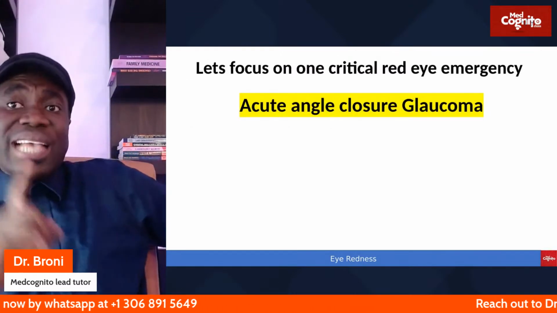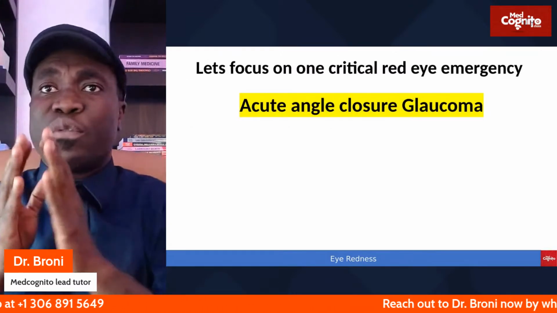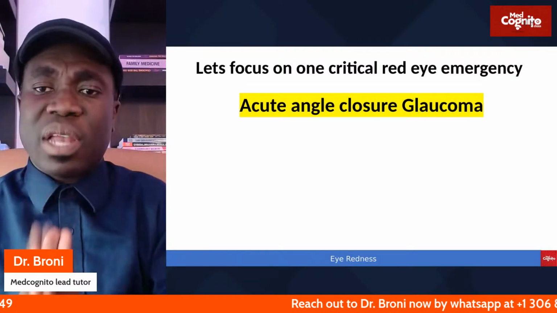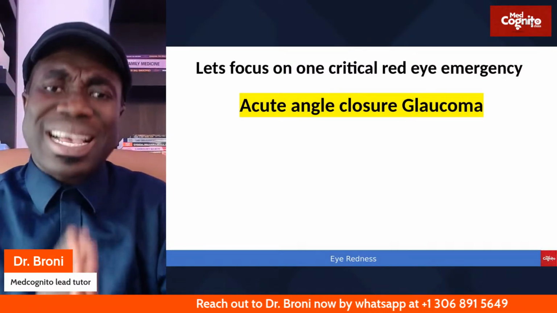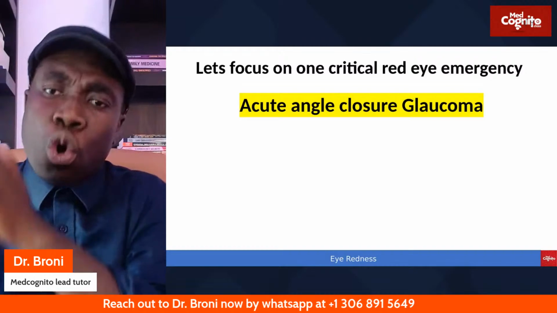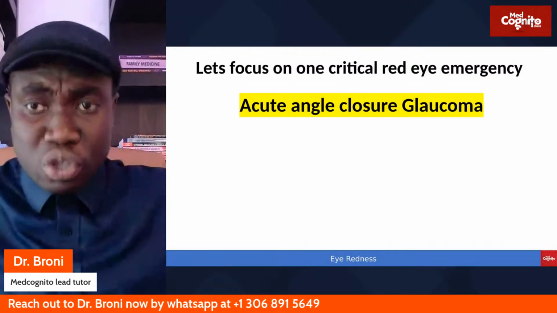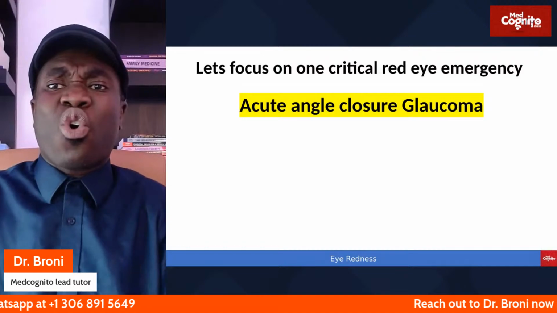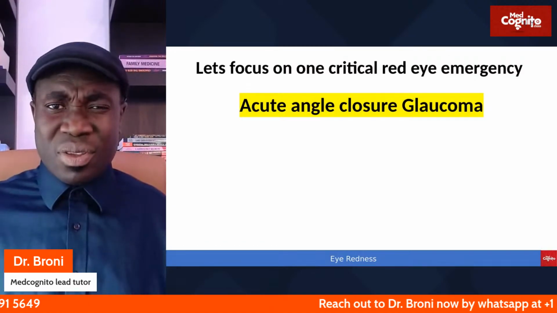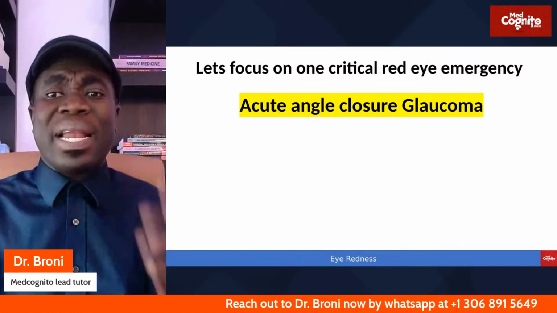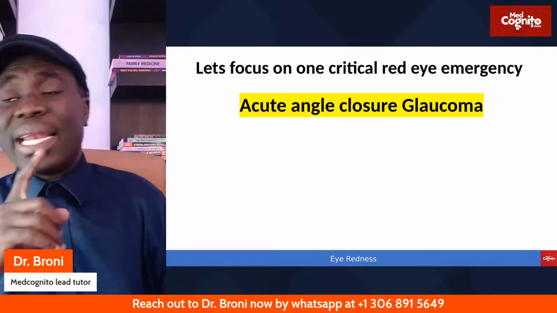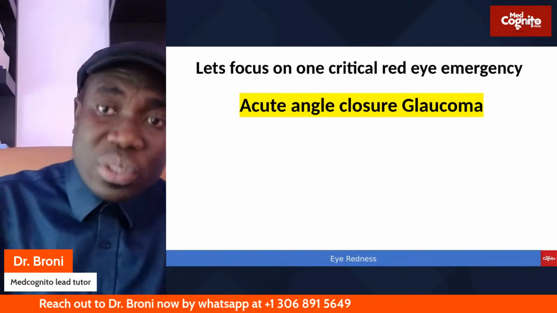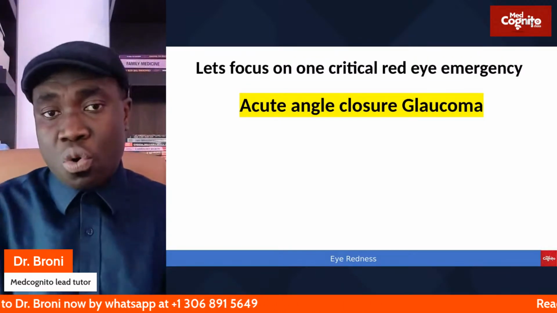So today's class, I just want us to focus on a particular condition called acute angle closure glaucoma. There are various causes of red eye, but today I want us to deal with one which can cause blindness right there and then if it is not managed properly. And the name of the condition is acute angle closure glaucoma.